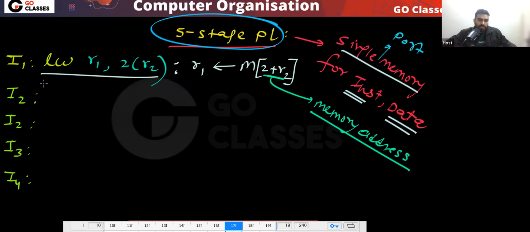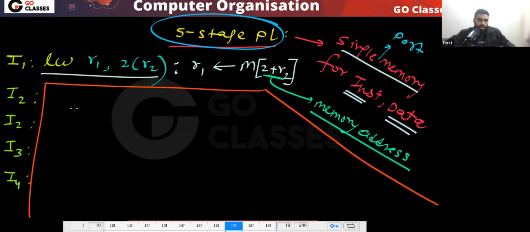Let's see the execution. Now let me tell you the execution. You can also try this on your copy. This is cycle C1, then C2, C3, C4, C5, C6, and so on. Now you can notice the instruction I1, which is a load instruction.